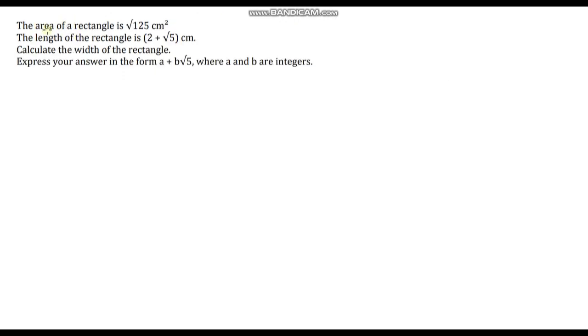Okay, the area of a rectangle is root 125 centimetres squared. The length of the rectangle is 2 plus root 5 centimetres. Calculate the width of the rectangle. Express your answer in the form a plus b root 5, where a and b are integers.